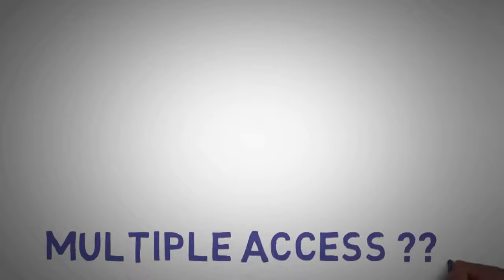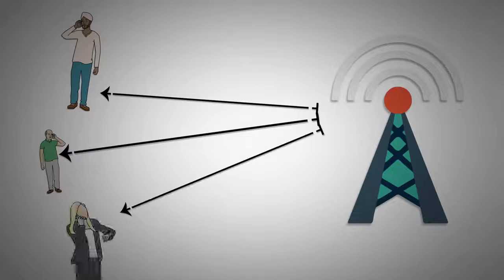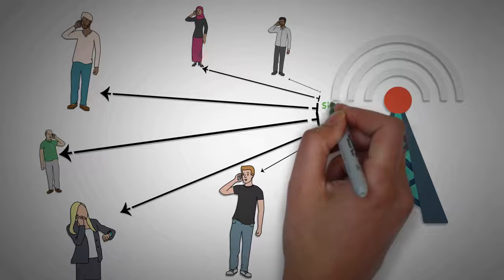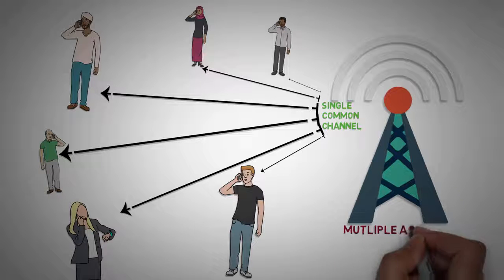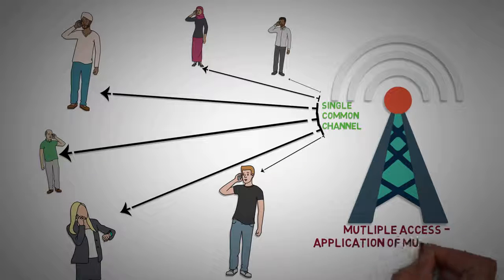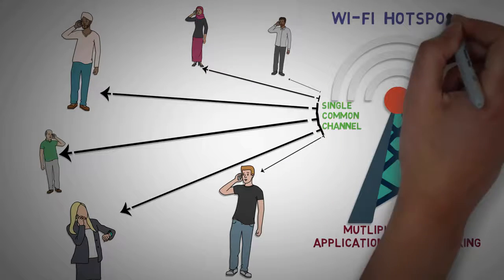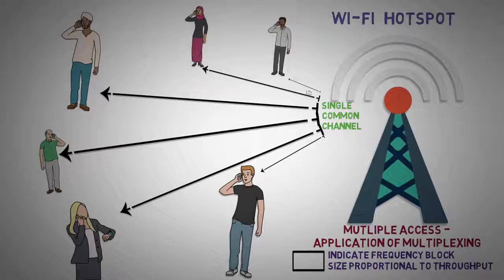Then what is multiple access? When multiplexing is used to allow multiple users to communicate over a single common channel, we call it multiple access. In other words, multiple access is nothing but the application of multiplexing. So here's a Wi-Fi hotspot sharing its internet connection among multiple users by providing them a frequency block over which they can transmit and receive data. The greater the size of this block, greater is the throughput.